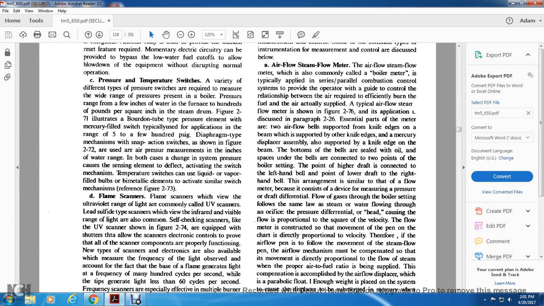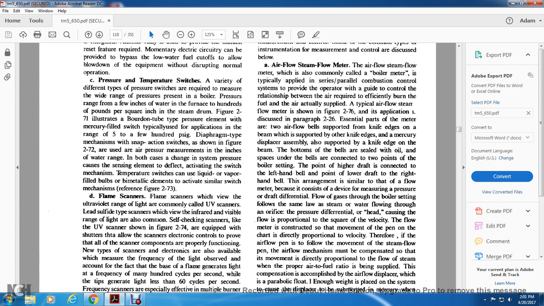The bottoms of the bells are sealed with oil, and the spaces under the bells are connected to two points of the boiler setting. The point of higher draft is connected with the left-hand bell, with the pointer, and the point of lower draft with the right-hand bell. The arrangement is similar to that of the flow meter, because it is a device measuring the pressure of the draft differential.